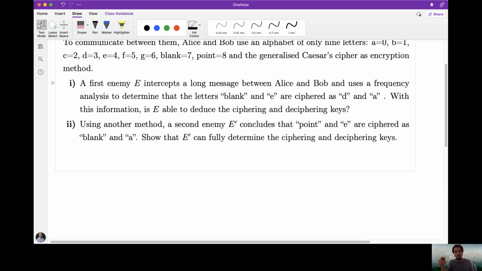So this is very easy. If the enemy intercepts a long message between Alice and Bob, it can just look at which are the most frequent symbols that appear in the text. And it turns out that in English, the most frequent symbol is the blank space, and the second most common one is the letter E. So just by looking at the ciphertext and which symbols are the most common, you can know how the blank space and the letter E are ciphered.